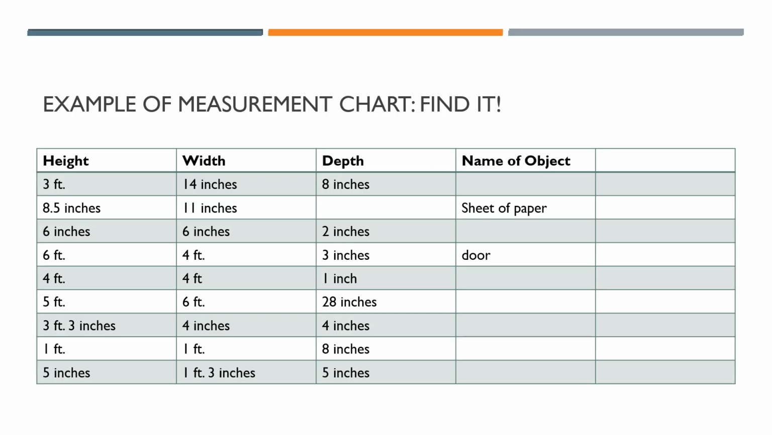So this slide here shows an example of a possible measurement chart for the Find It activity. So you can see here the height, the width, and the depth of each of the objects have been completed. And the name of the object is left blank because that's where the students will fill in the names of the objects that they find within the classroom that match the various measurements.